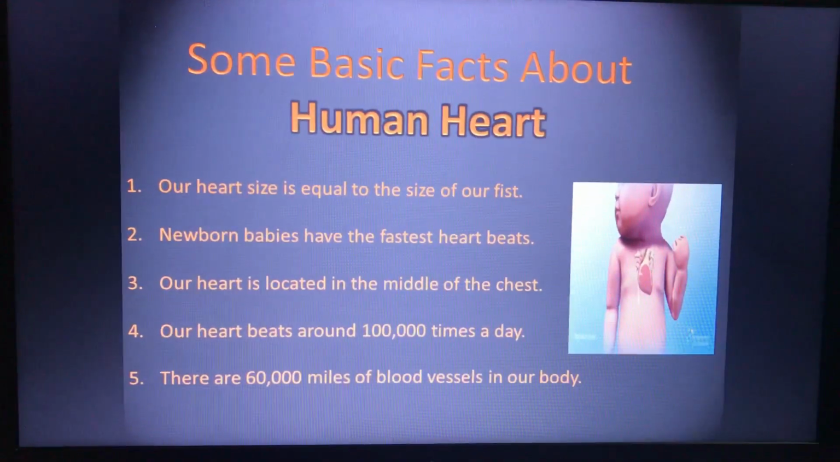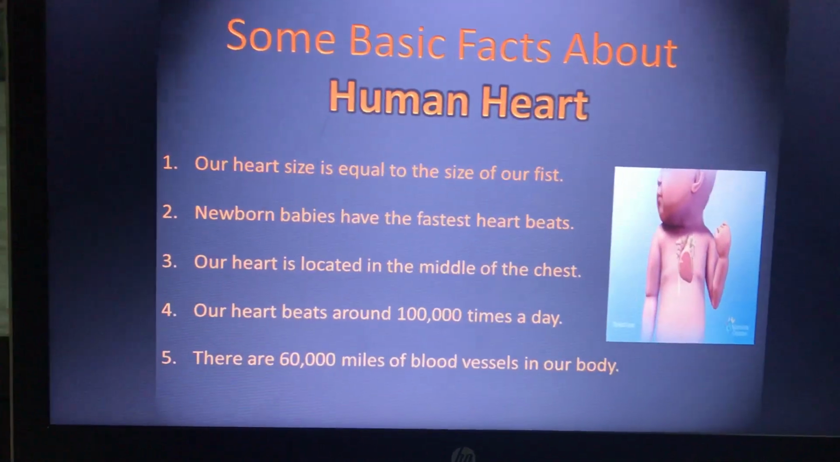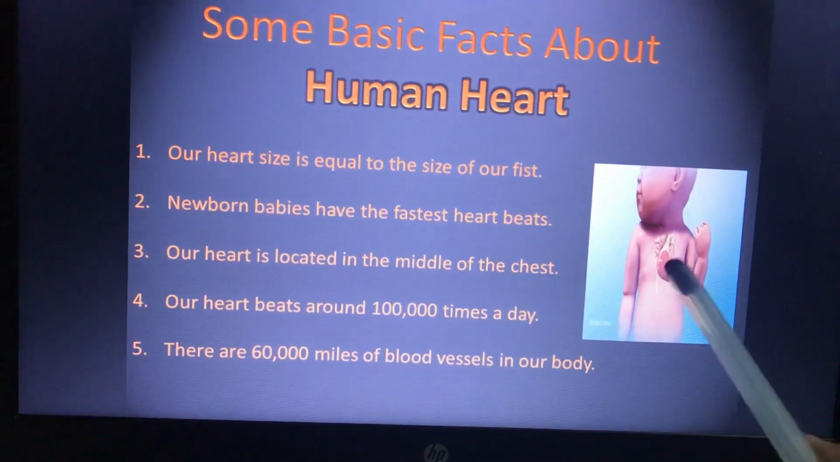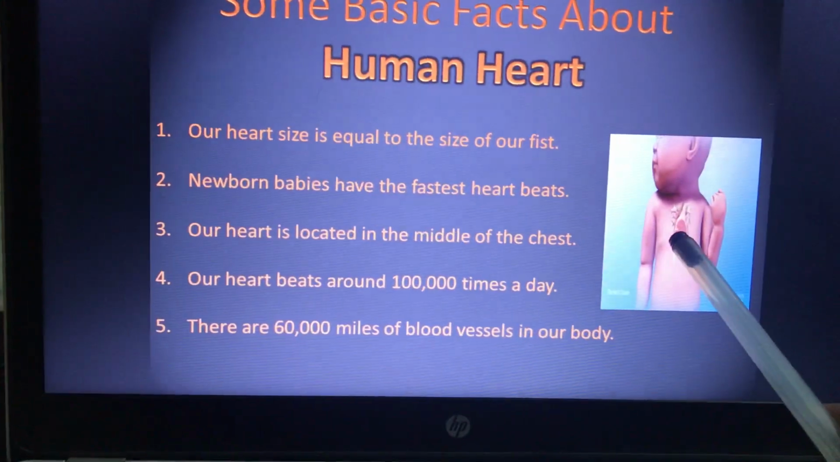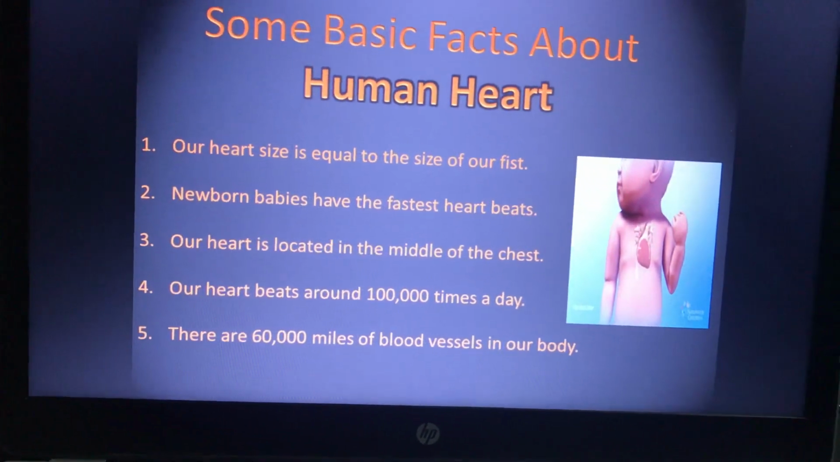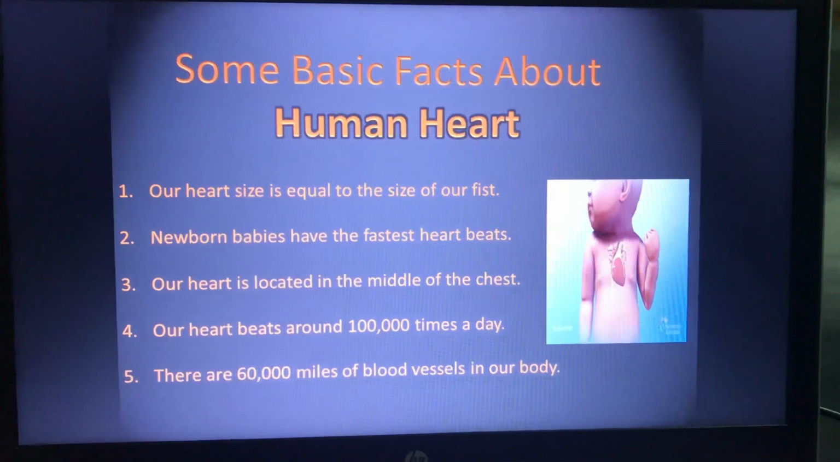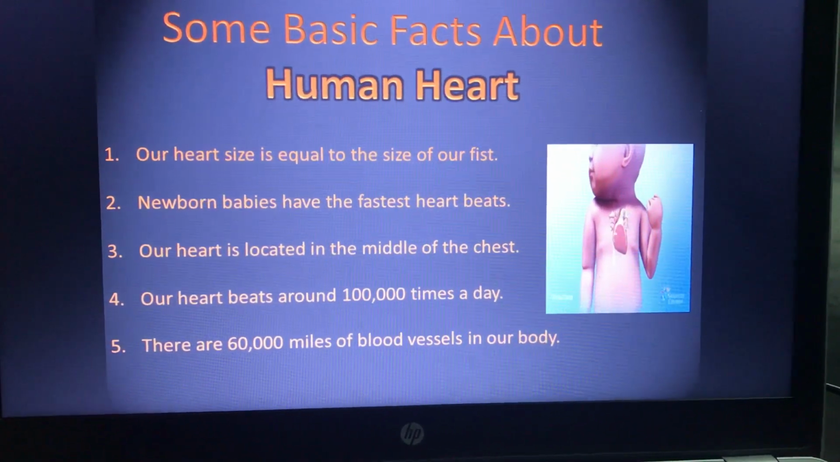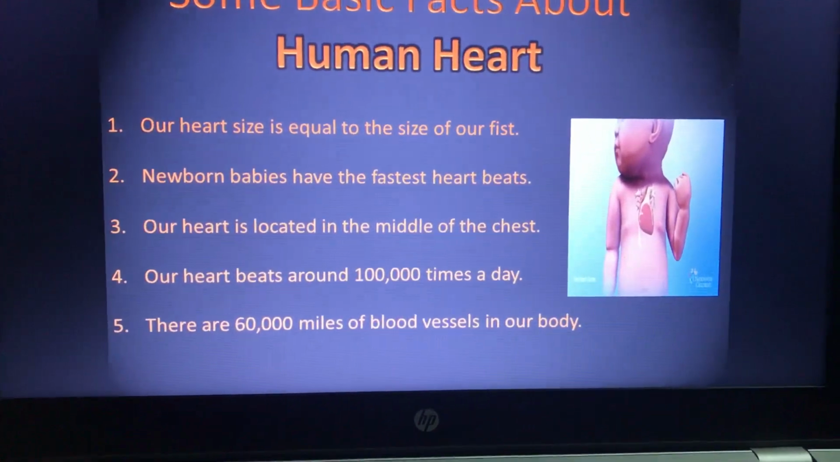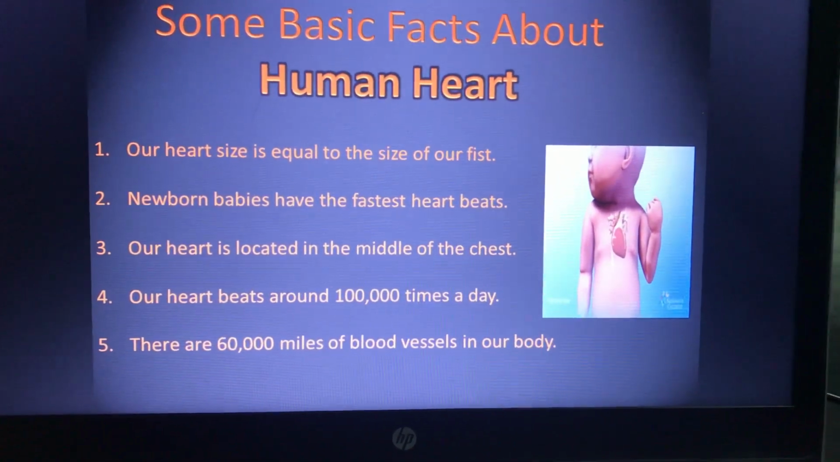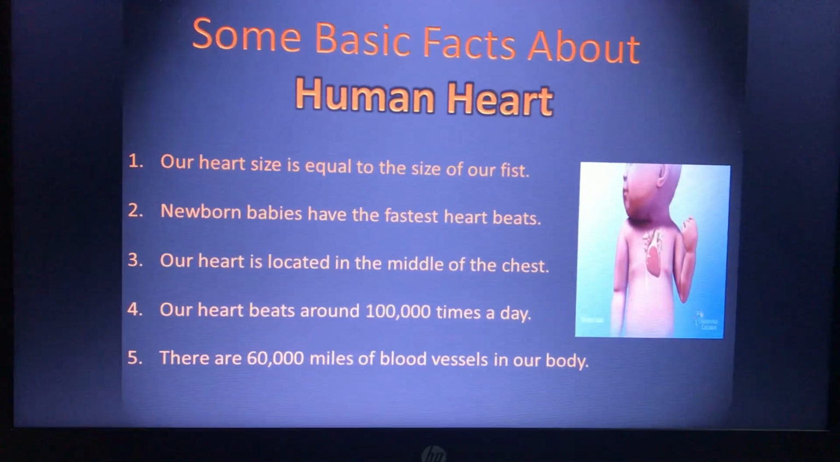Our heart size is equal to the size of our fist. This you can see in this photo too. See here, the size of this heart and the size of this fist are almost equal. Newborn babies have the fastest heartbeats. Our heart is located in the middle of the chest. Our heart beats around 1 lakh times a day. There are 60,000 miles of blood vessels in our body.